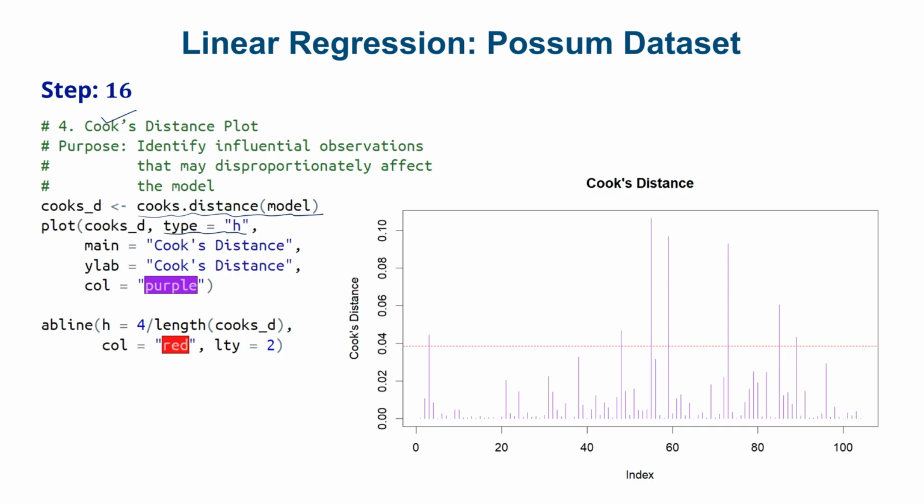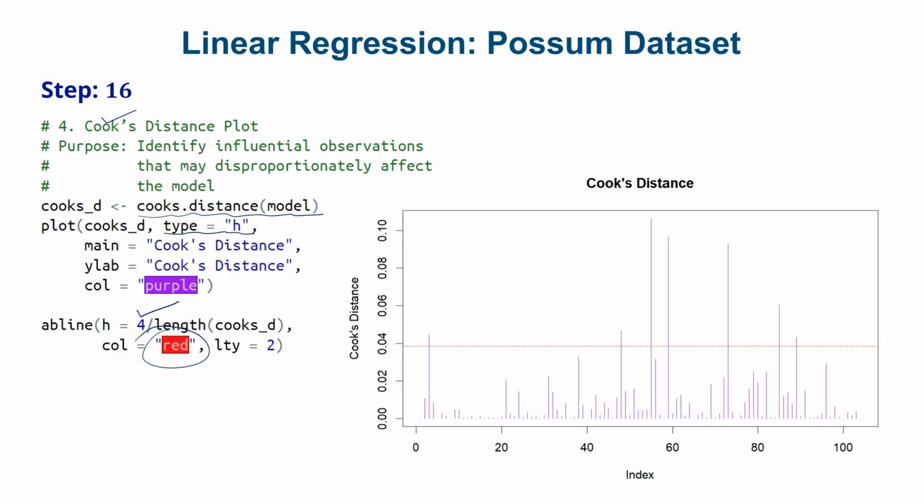The type equal to h in the plot function draws vertical lines to represent the magnitude of each point's influence, like spikes on a radar. The horizontal red line is a reference threshold, commonly set at 4 divided by n, where n is the number of observations in the model. Any spike that goes above the red line should raise a red flag. In the output, each spike represents a data point. If a few of those spikes tower above the red line, they could be outliers.